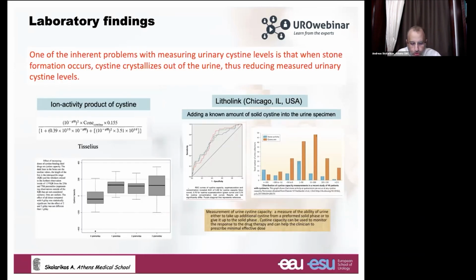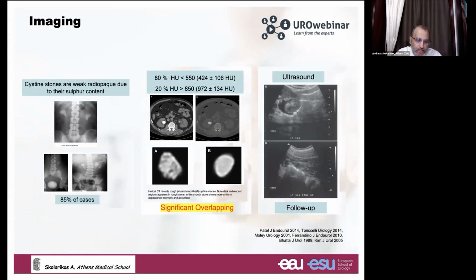Two other tools for patient monitoring are the ion activity product of cystine and the Litholink assay for measuring cystine capacity, which is defined as the amount of cystine that can artificially be added into the urine specimen before precipitation. Their significance is unclear and they are not widely used. In imaging, cystine stones can be seen in KUB in 85% of the cases due to the sulfur band. CT scan shows a Hounsfield unit of less than 550 in 80% of the cases and can differentiate rough stones that break easily with shockwave lithotripsy from smooth stones that are resistant to shockwave lithotripsy.